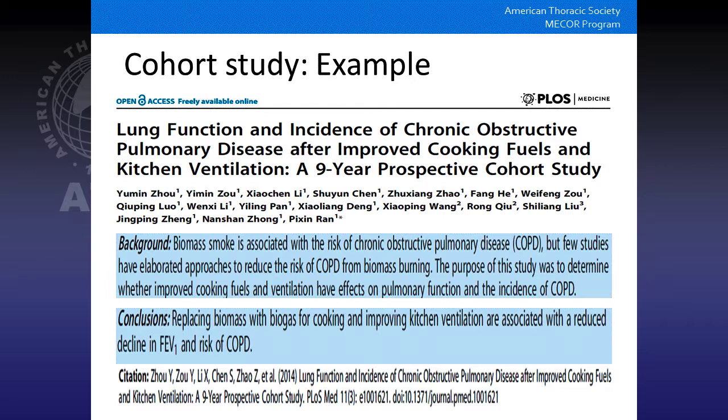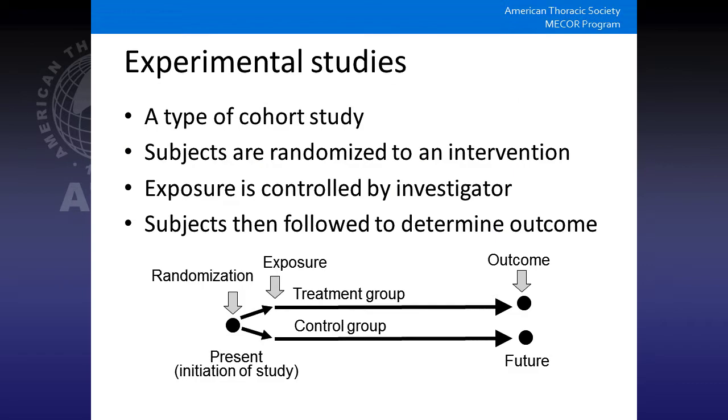We all know that pulmonary function through time tends to go downward, to decrease, but the rate of decrease in people who had the clean cooking fuel was less than we saw in the persons who were using biomass. So this, again, has obvious implications for public health.